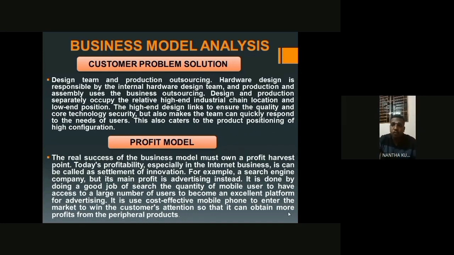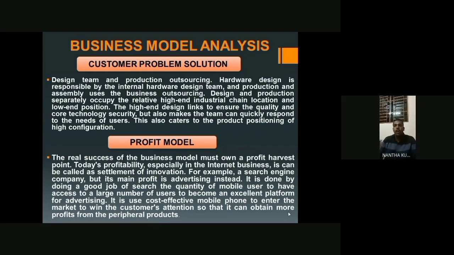Okay, the last business model analysis is profit model. The real success of the business model must own a profit point. Today's profitability, especially in the internet business, can be called a settlement of innovation. For example, a search engine company, but its main profit is advertising instead. It is done by doing a good job of searching the quantity of mobile users to have access to a large number of users to become an excellent platform for advertising. It uses a cost-effective mobile phone to enter the market to win the customer's attention so that it can obtain more profit from the peripheral products.